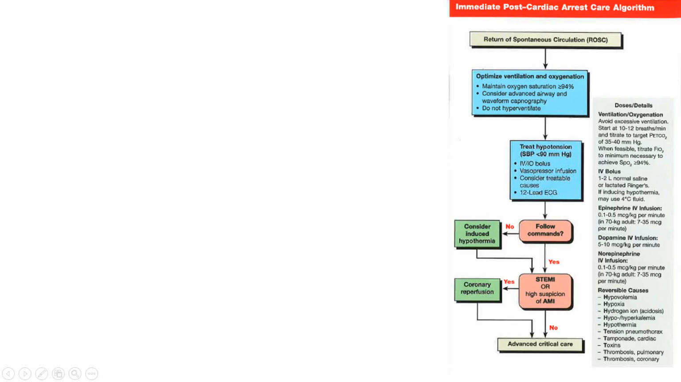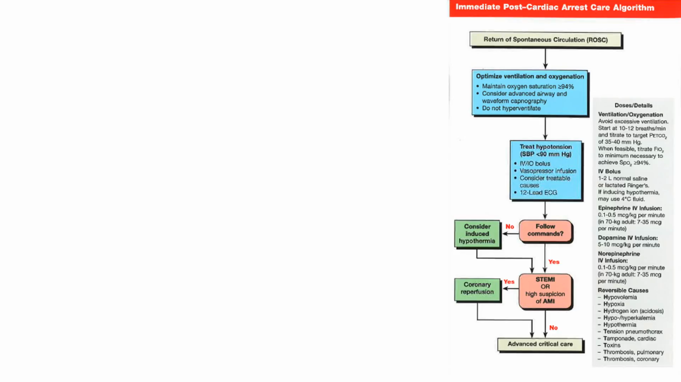Okay, so now STEMI or high suspicion of AMI. If the answer is yes, that is a STEMI or AMI, then you're looking here at coronary reperfusion, okay? And either way, if it's no, then you still want to do advanced critical care. So let's look at this little thing on the side here. This gives us, in order to pass the ACLS, you're going to need to know some doses and that sort of thing. So let's look at some of the details and doses.